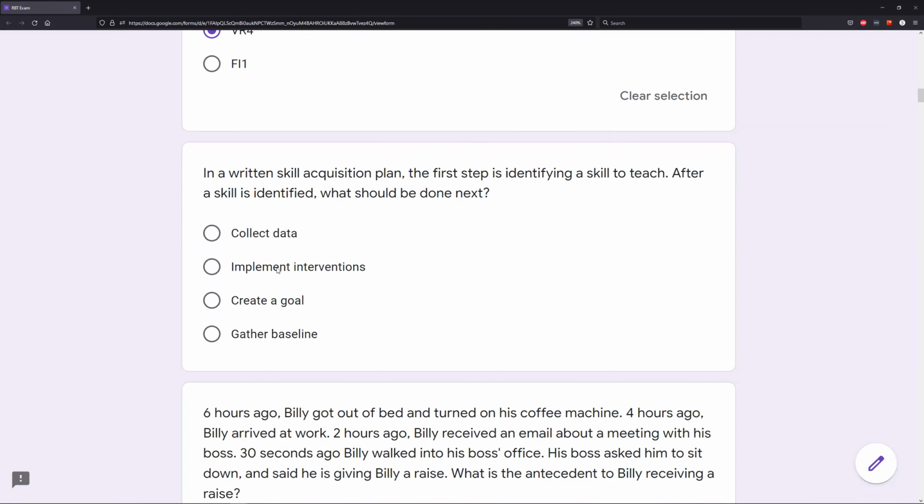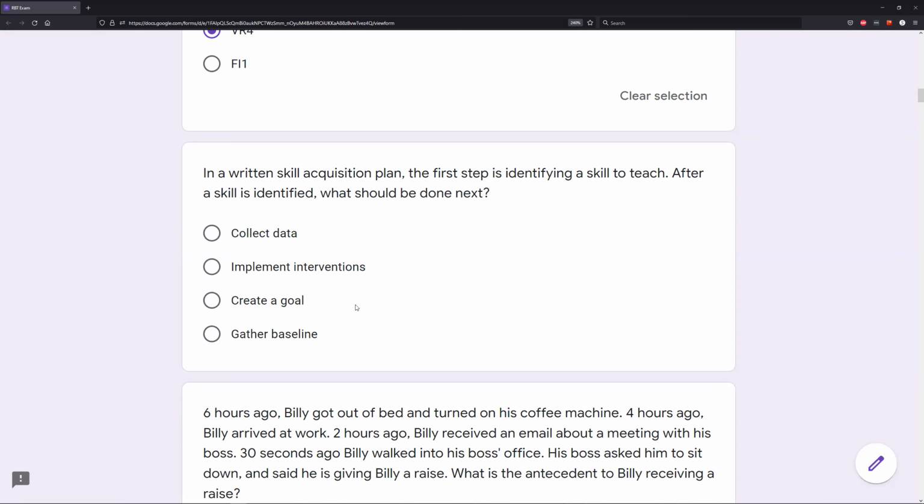Implement. Sure, implement comes before collecting data, but we're still missing some things. What are we missing? We're missing goals, we're missing baselines, okay? We don't want to get ahead of ourselves. Should we create a goal next? So first, we pick a skill, then we need a goal, right? How will we know when we master this goal? What are we trying to achieve, okay?